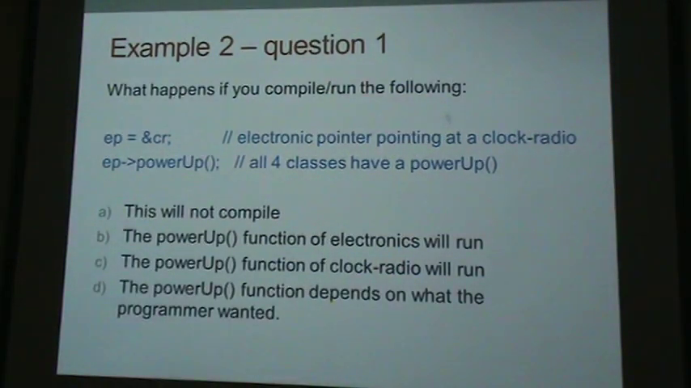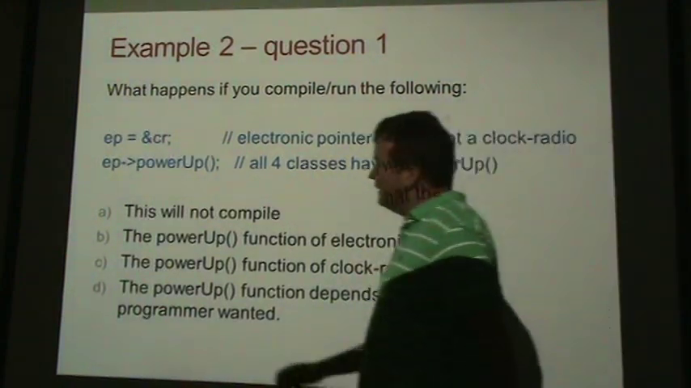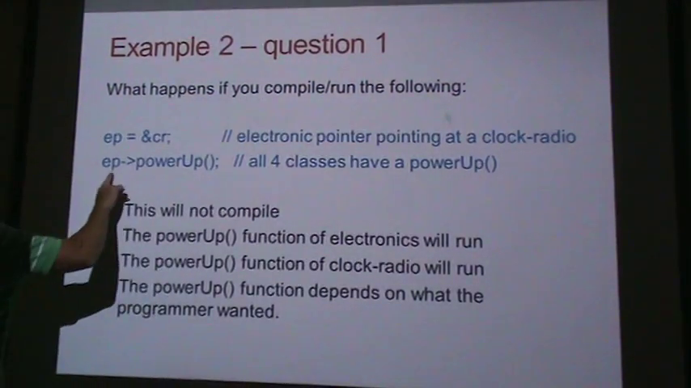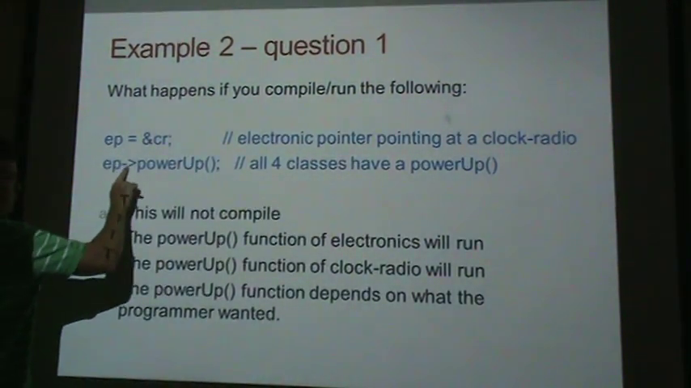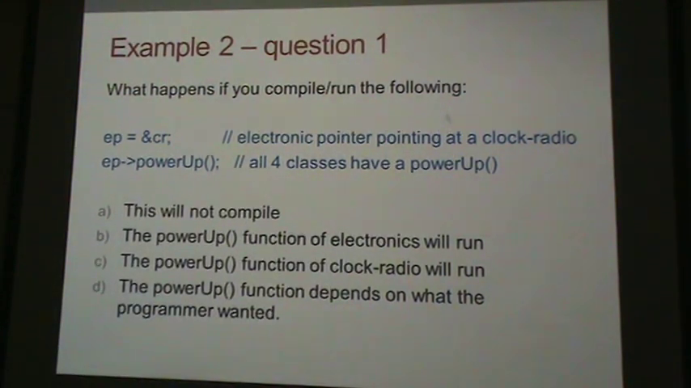Okay. So what I'm doing here is I'm using the electronic pointer, and I'm saying, using that as a pointer, call the power up method. So if you were designing the language, would you allow this? Would you let the compiler try to wing it with the type mismatch, or would you just throw a compiler error and make the programmer fix it?